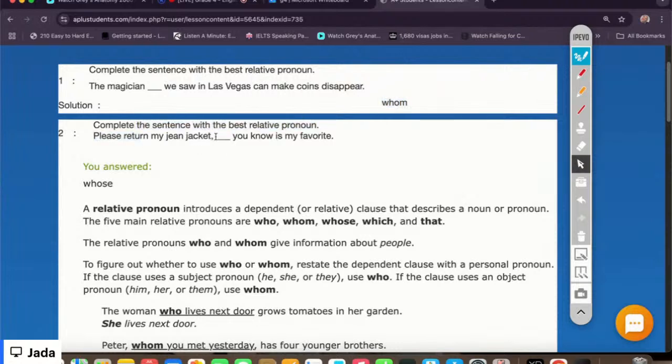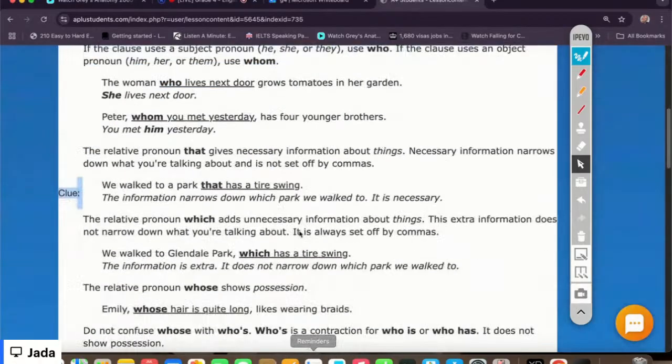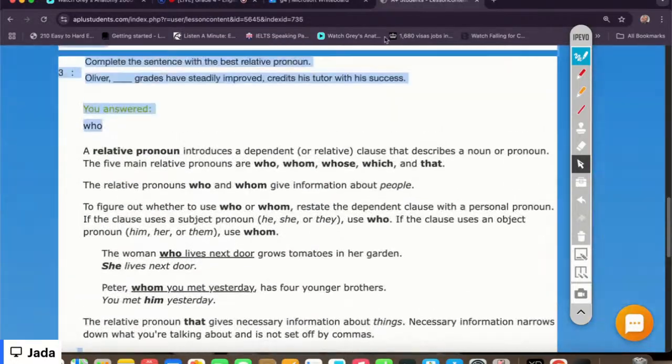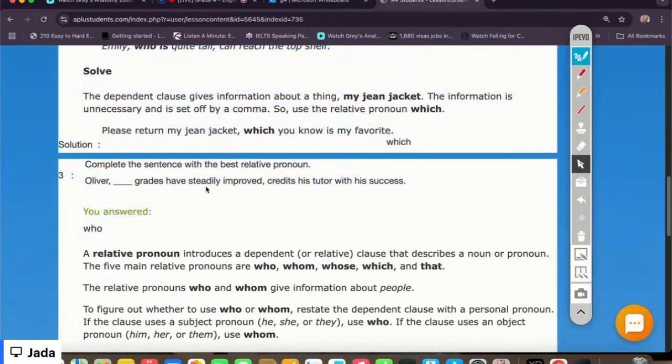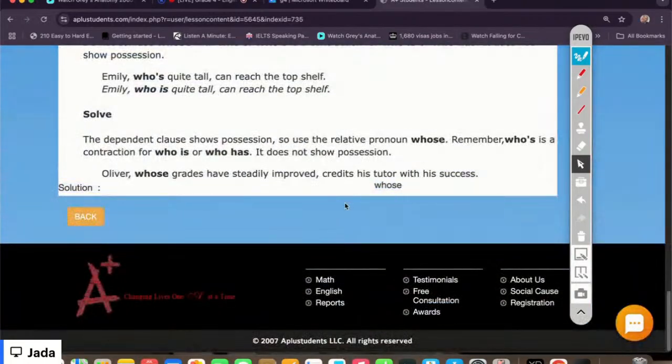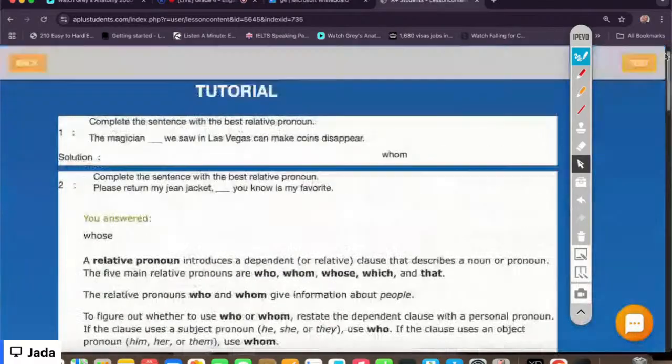Please return my jean jacket, dash, you know, is my favorite. So that will be which. Remember that which is setting off unnecessary information about a thing. Then we have: Oliver dash grades have steadily improved, credit his tutor with his success. So we have whose, because whose shows possession.